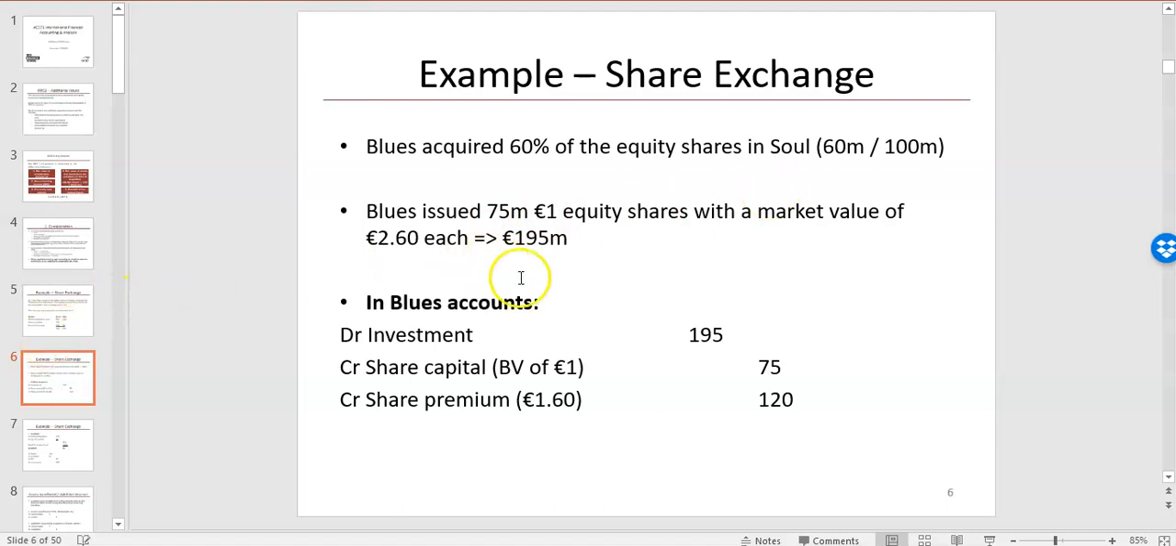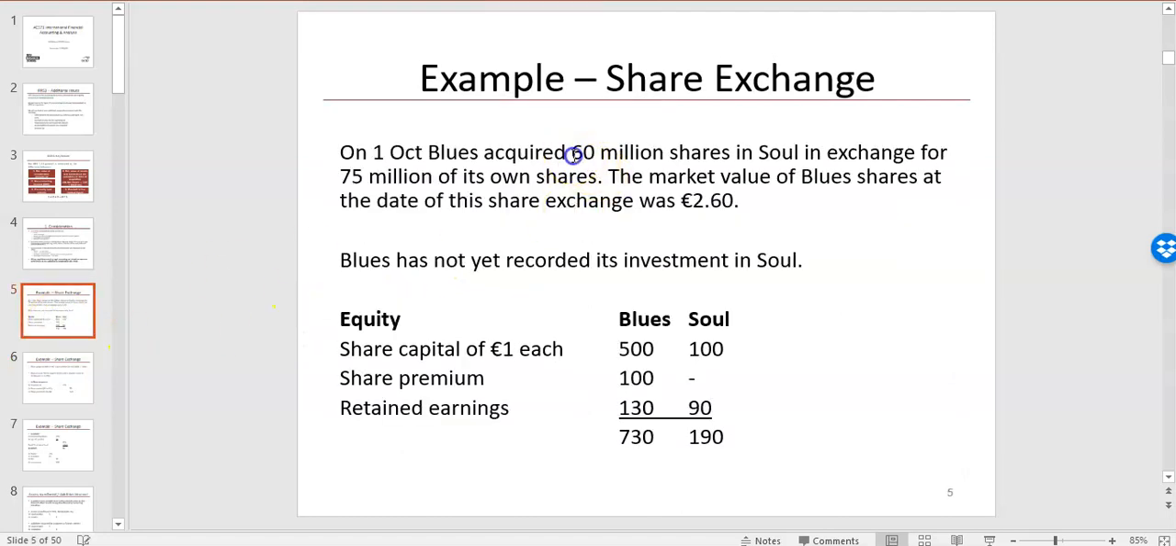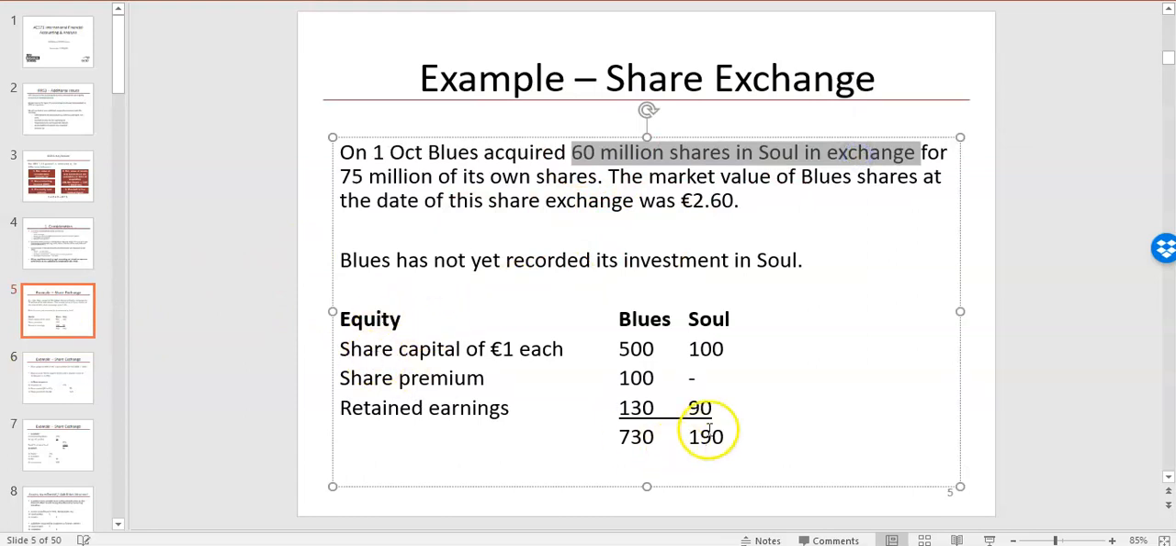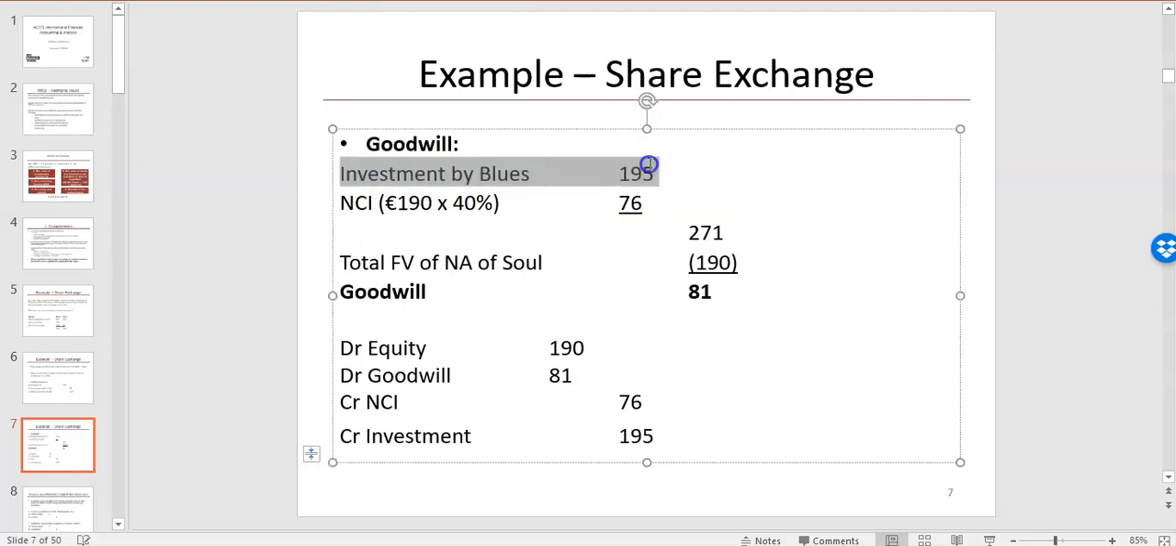And then you use that 195 million investment to calculate goodwill, like you would have done in any other question. So if you go back, you're buying 60%, the date of acquisition, the net assets of Sol are 190, and that means we can value the NCI as well. Because if Blue acquired 60%, the NCI will be worth 40%. So you can do your full goodwill calculation as normal. Even though you're not paying cash, it doesn't matter because you still have an investment you paid in the form of shares. So your goodwill calculation is the exact same as before once you have the initial investment accounting completed.